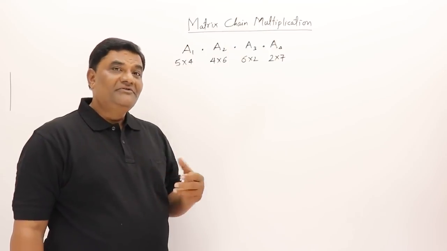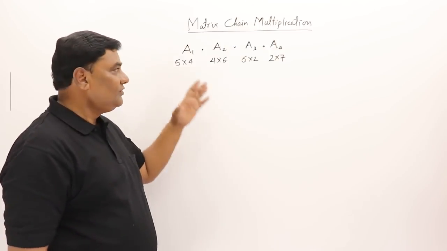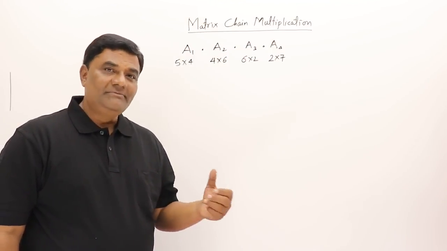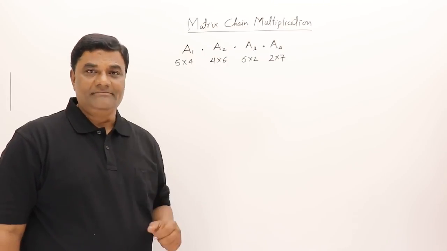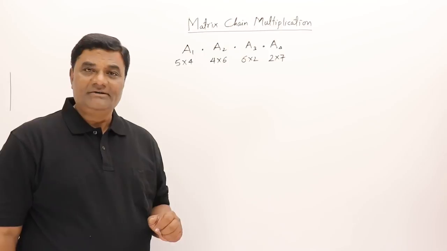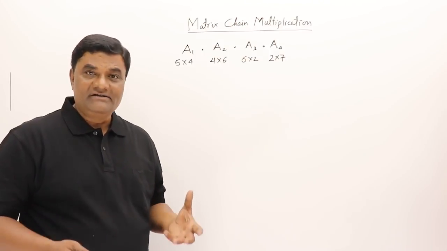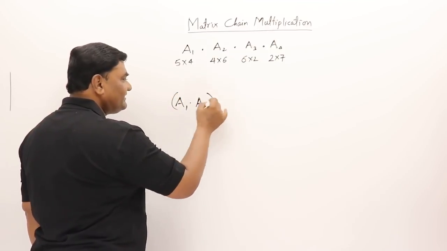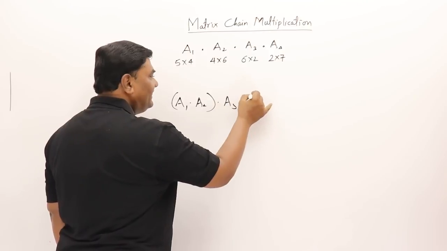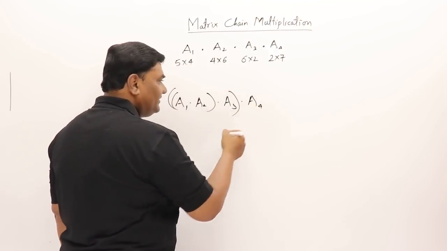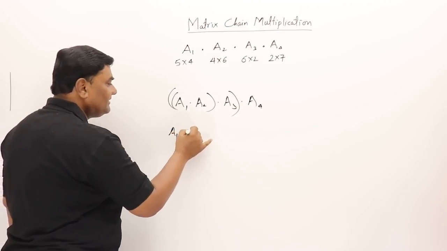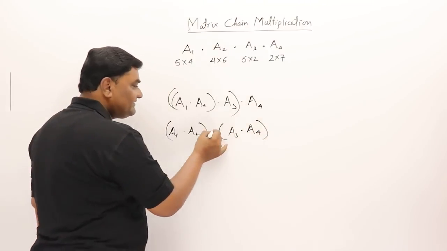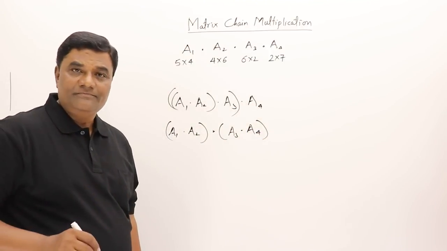So the question is which pair I should select such that the total cost of multiplying all of them is minimum. So the problem is not to multiply them. The problem is to know how to multiply them. This is the matrix chain multiplication problem. It means how I should parenthesize them. Shall I do it like this? A1 is multiplied with A2 and that result is multiplied with A3 and that result is multiplied with A4. Or A1 and A2 are multiplied and separately A3 and A4 are multiplied, then their results are multiplied together. Which method should I follow?